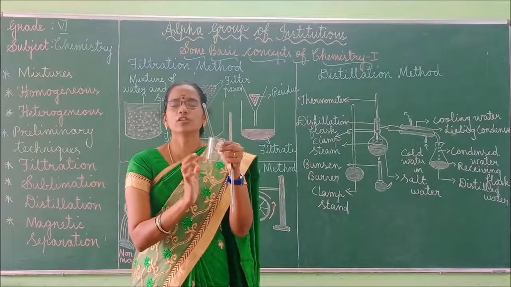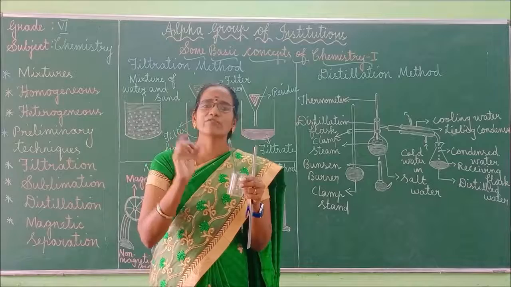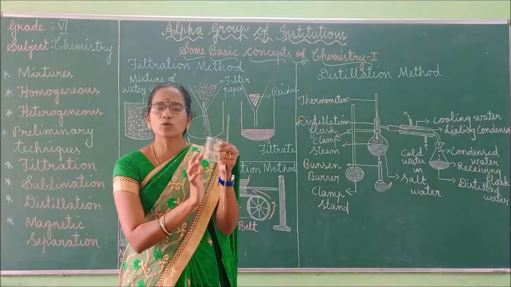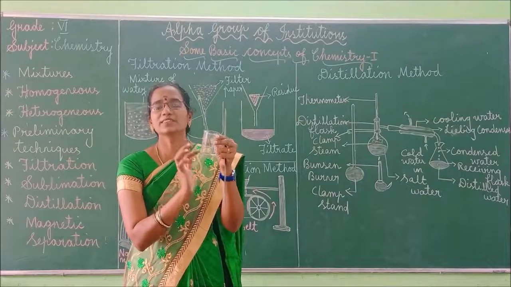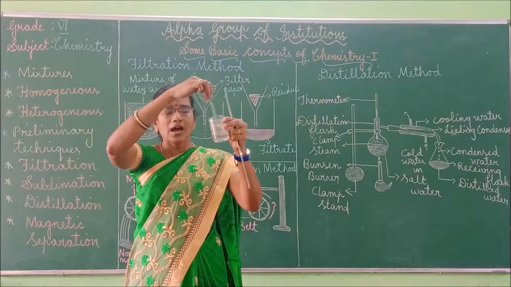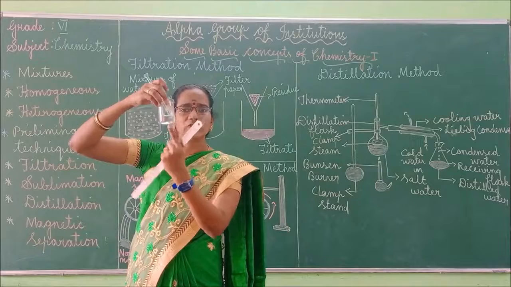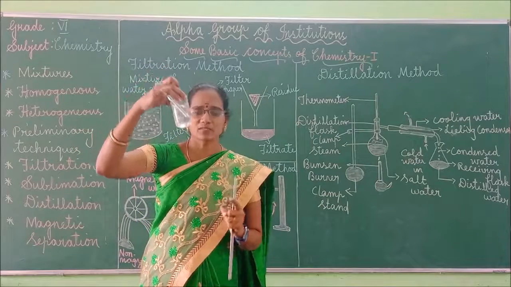So here salt dissolved in water, also sugar dissolved in water are some of the examples of homogeneous solution. So this solution is an example of homogeneous solution. It is salt dissolved in water. If you add salt in water and mix it well, then you will see the single phase only. So this is an example of homogeneous solution.